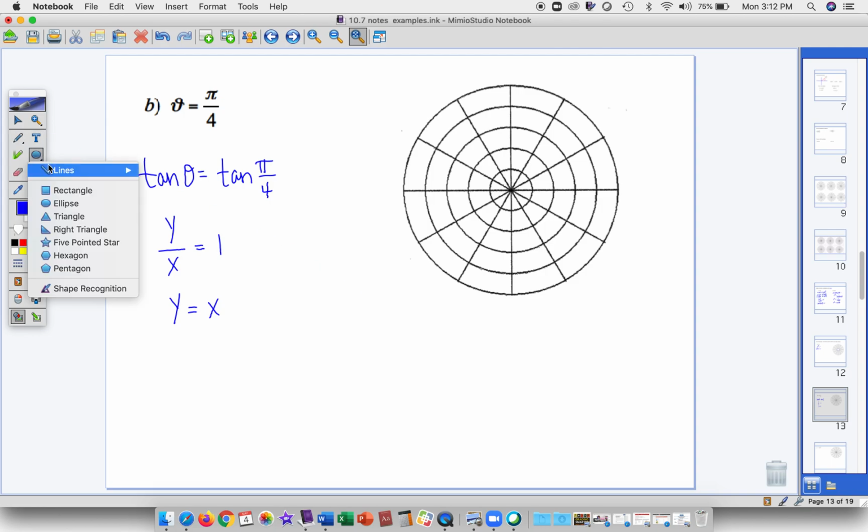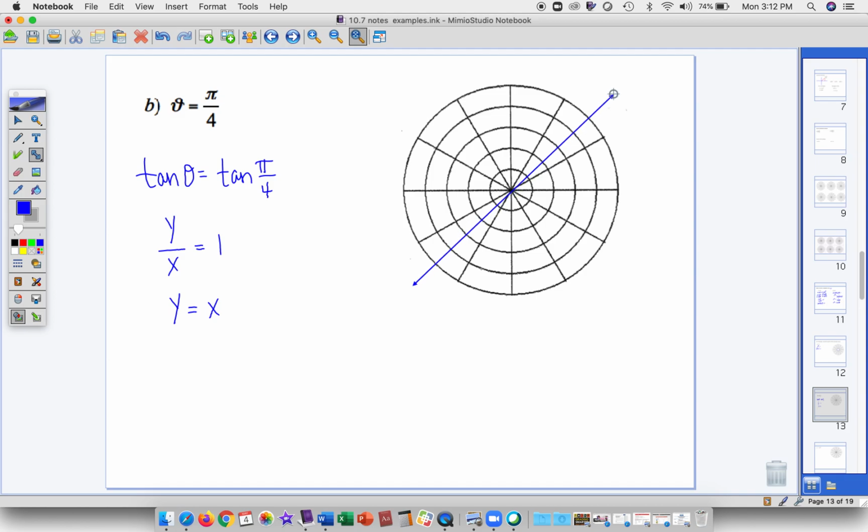So maybe you recognize that from the polar equation. In this case, it's the line where all the points have a theta value of pi over 4, and they make up that line. The same line, if you put the rectangular grid over top of this polar grid, would be the line y equals x.